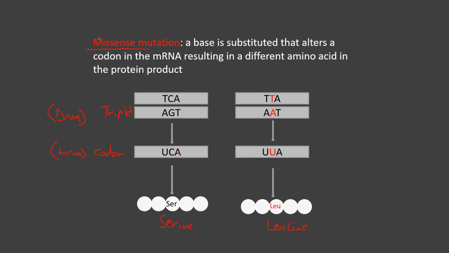Whereas missense mutations will affect the protein structure for sure, right? But only in one part of it. So the rest of the protein can potentially function.